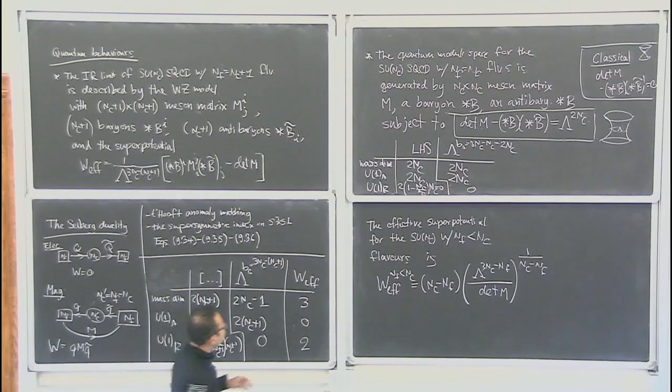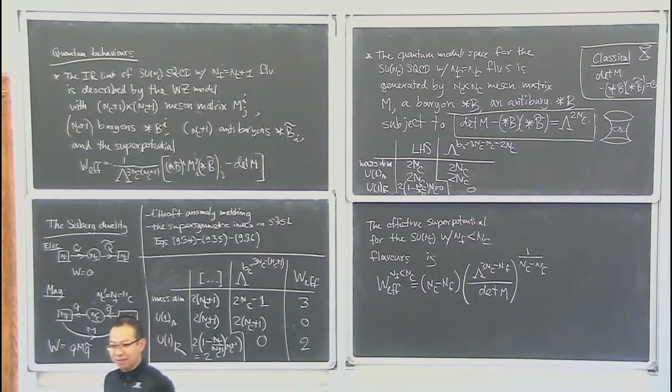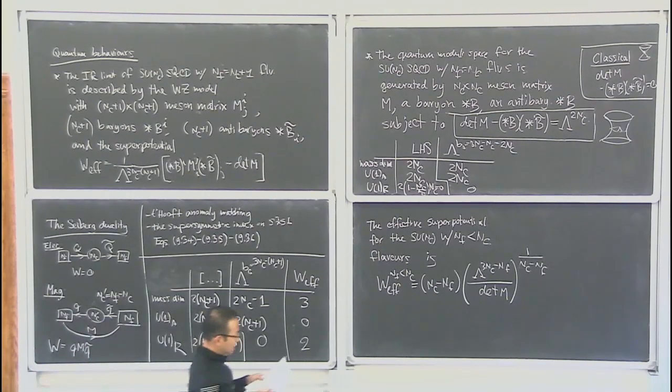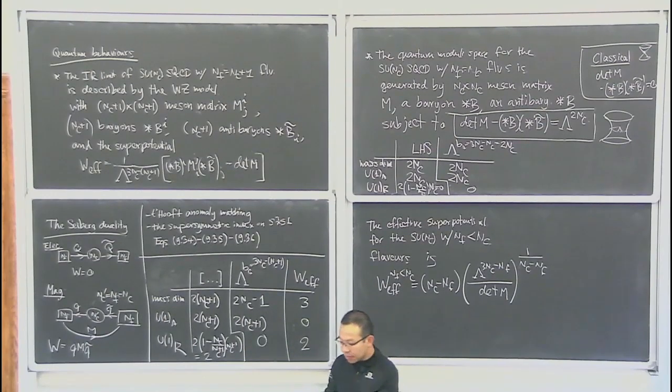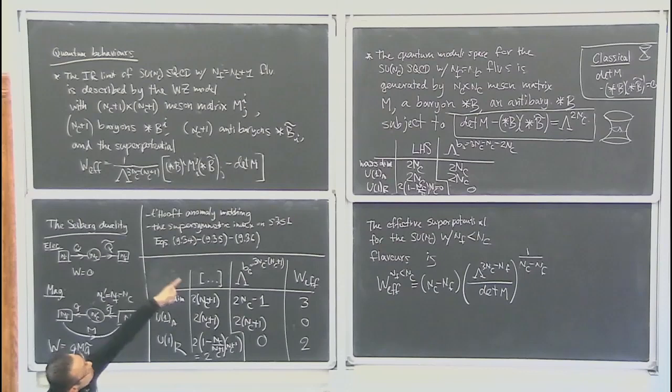Now let me do the last case. This case deserves proper explanation. Cannot skip this part and go fast. This is the achievement of the supersymmetric field theory also. Okay? So when NF is less than NC, again, the trick is to integrate out one flavor.